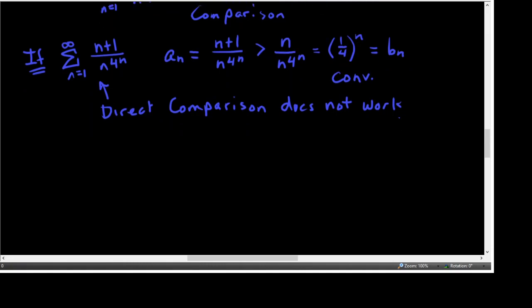So that's what's going to lead us to the other comparison test. So you always try in these types that are kind of close to one of our nice geometric or p-series tests that we know how to deal with easily. If it doesn't have the right direction of the inequality, like this last example, greater than doesn't work for us, then we're going to use something called the limit comparison test instead. You always want to try a direct comparison first because it is a little bit easier and algebraically less challenging than the limit comparison test.